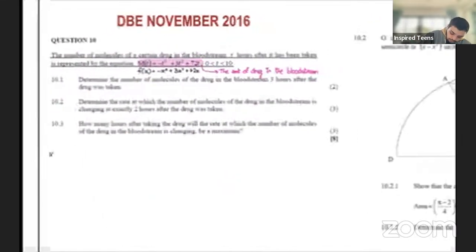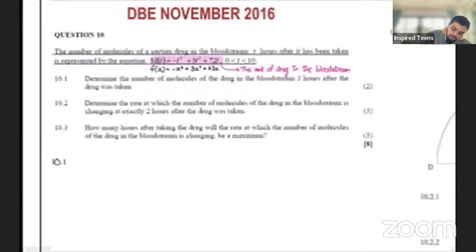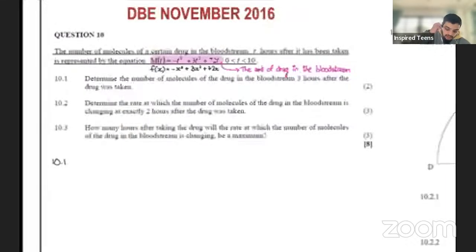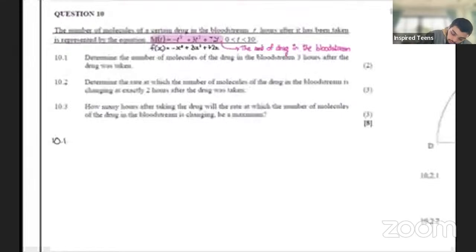Okay, so 10.1. Let's look at this one. It says, determine the number of molecules of drug in the bloodstream 3 hours after the drug was taken. This is a formula that tells us how much of a certain drug we have in the bloodstream after a certain amount of time. So we can substitute into that formula. M is a function of T, so when we substitute a certain value of T, it gives us the amount of molecules. Now we want specifically 3 hours as time, so we substitute 3 into the equation for T.